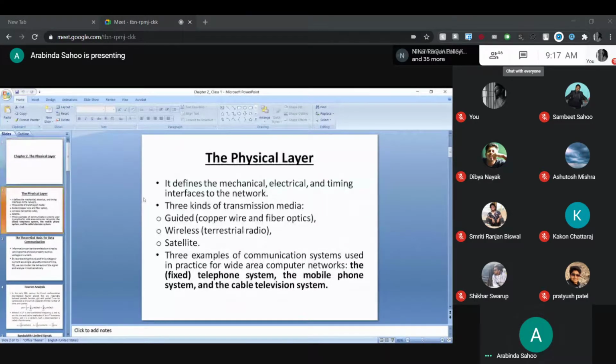Okay, so as you know from chapter number 1, the physical layer basically defines the mechanical, electrical and timing interfaces to the network. So write that down. From the mechanical point of view, it is in what way you are transmitting. Are you using any cable, or fiber optic cable, or coaxial cable, or are you transmitting through space? So this is the mechanical point of view.